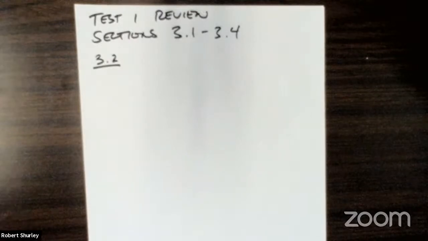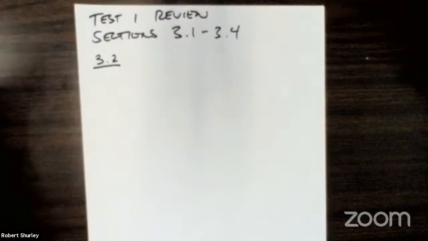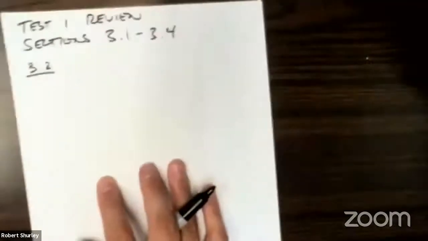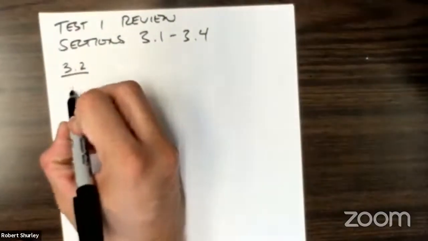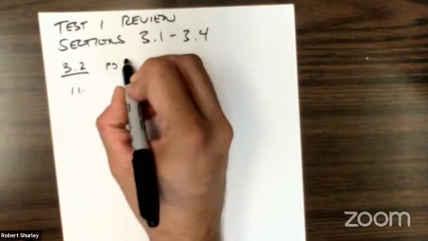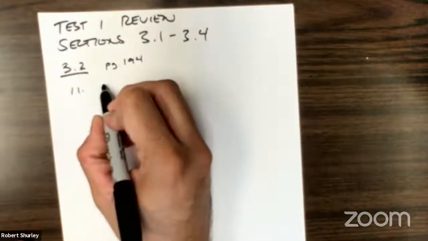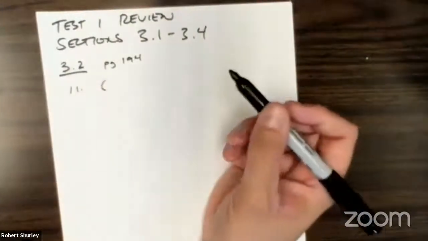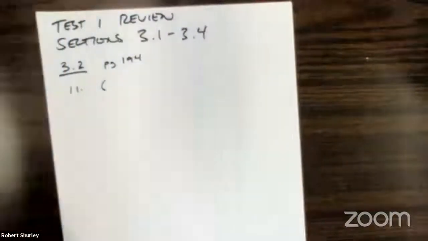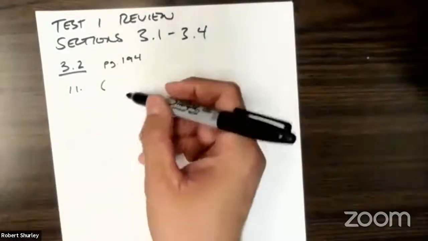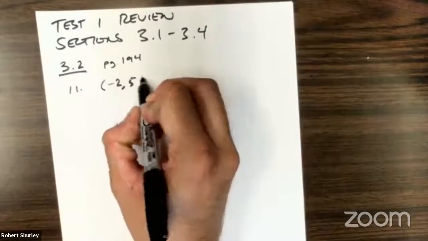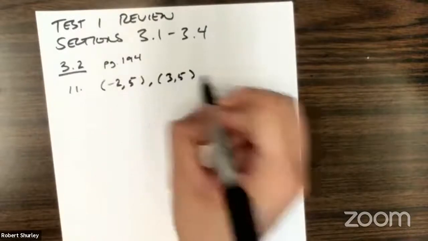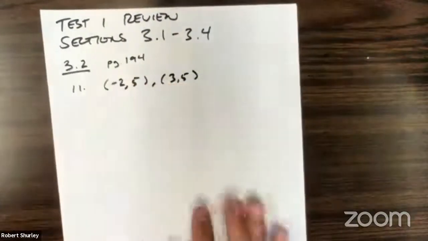This is on page 194, right? 194. Ooh, I like this question. It says, find the slope of the line containing each pair of points. So we know we've got this line and it goes through -2, 5 and 3, 5. Right? So -2, 5 and 3, 5.